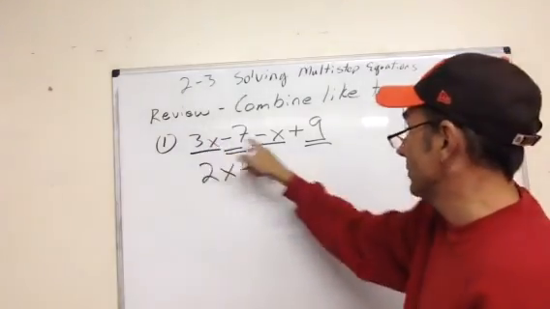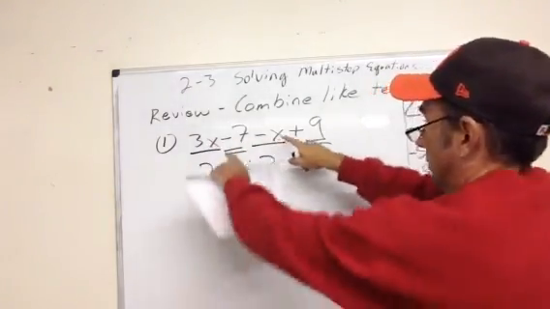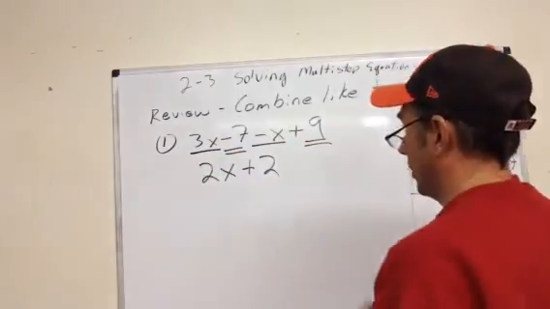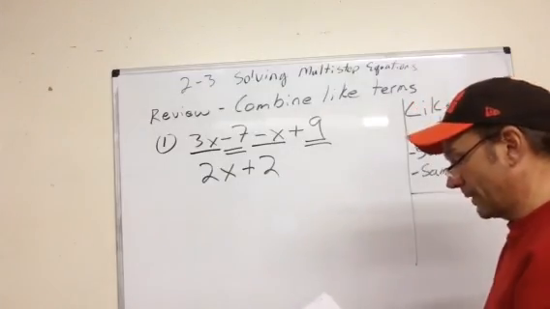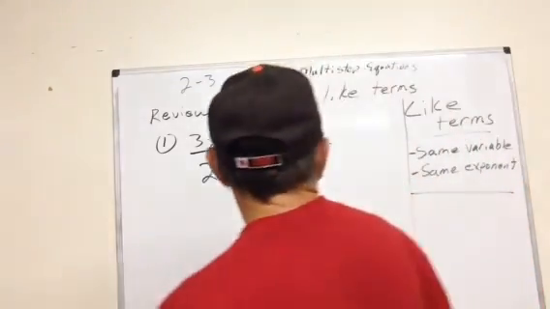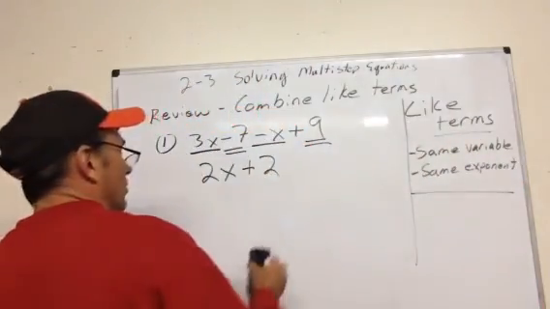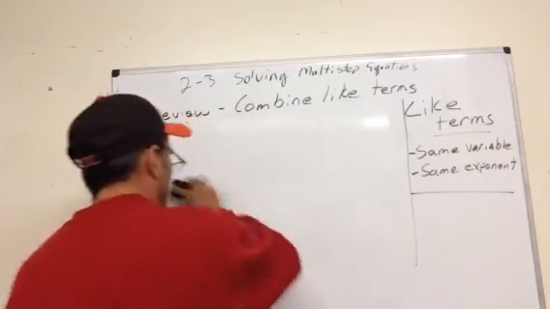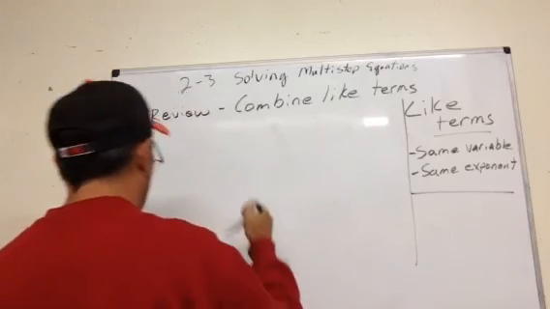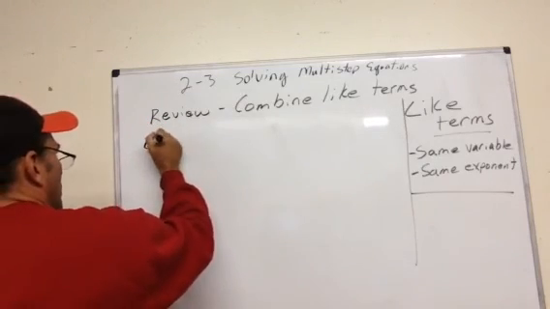We can combine this 3 and negative 1. Like variable, same exponent. And these are just constants, so we can always combine those. So for the problems that we're going to see, combining like terms, we're going to want to do that first. So now, we're going to jump down to number 4 in your notes.